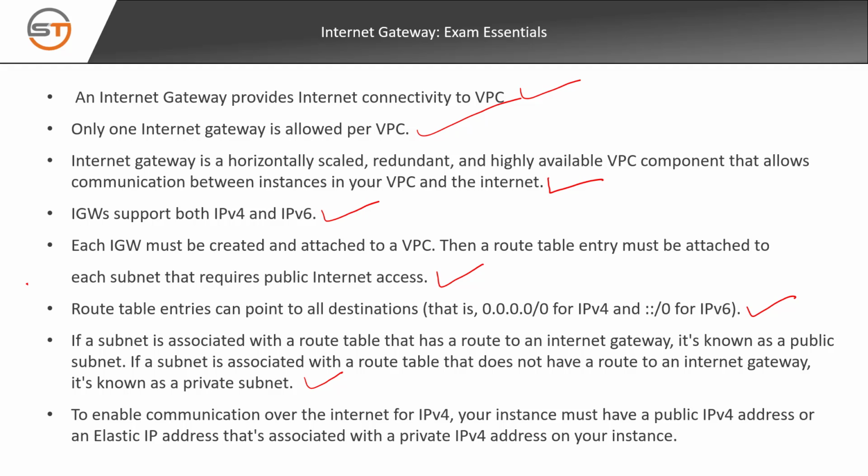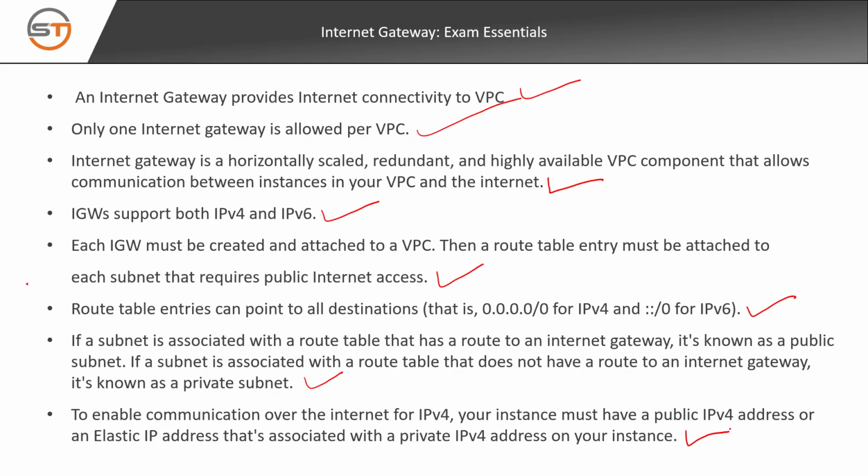Next is to enable communication over the internet for IPv4, your instance must have a public IPv4 address or an elastic IP address that's associated with the private IPv4 address on your instance. As we discussed earlier, each elastic IP address or public IP address needs to be paired with the private IPv4 address. Okay, I think that's all about the internet gateway.